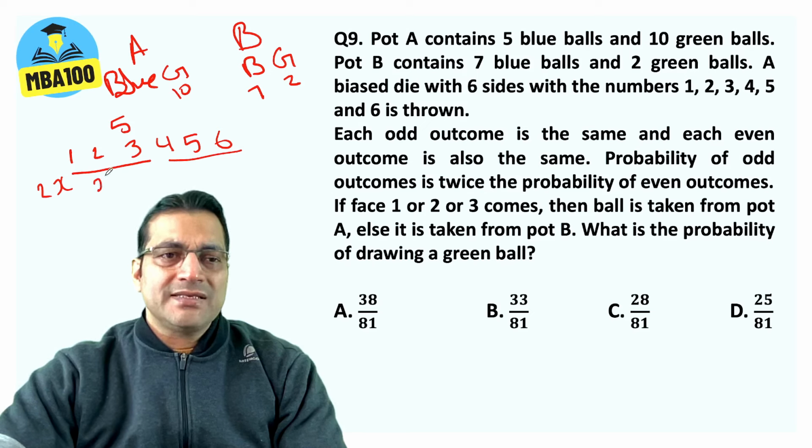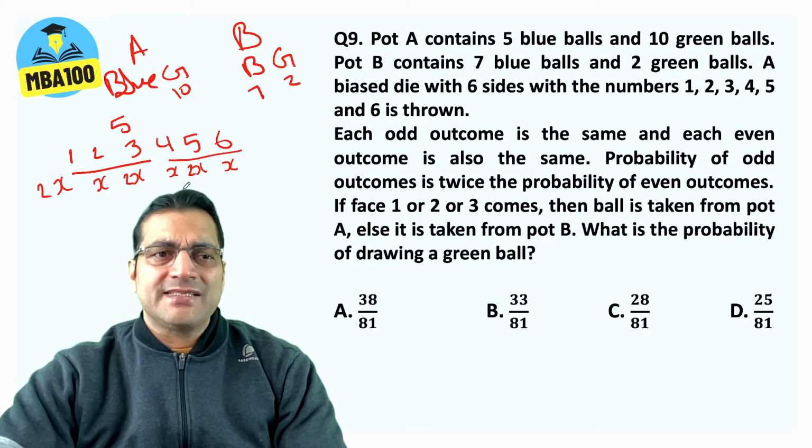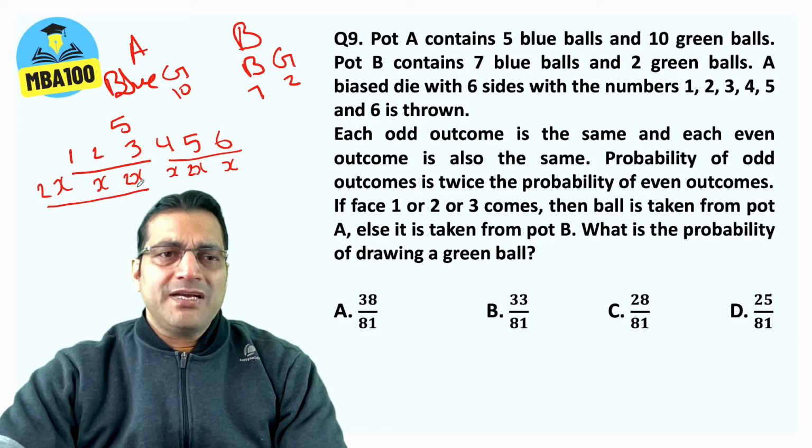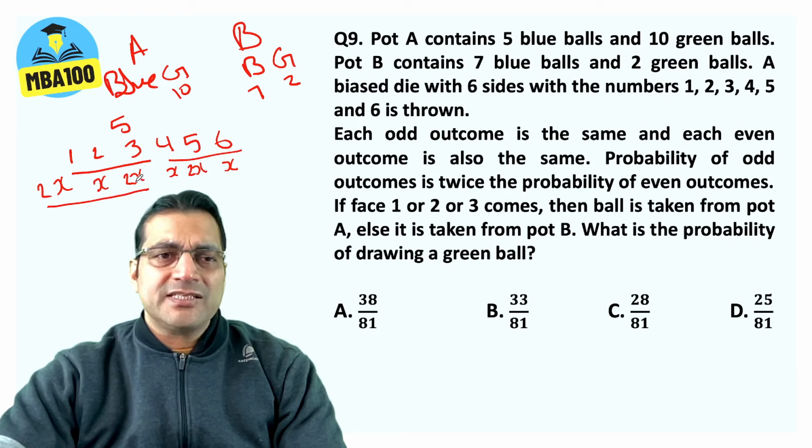For 2, that is x. For 3, that is again 2x. For 4, that is x. For 5, 2x. For 6, x. So what is the sum of all these 2x's and x's? 9x. So what is the probability of 1, 2 and 3? 2x plus x, 3x plus 2x, 5x divided by 9x.